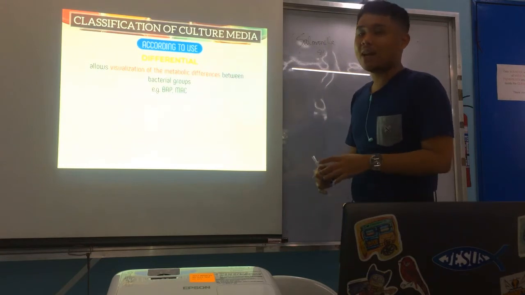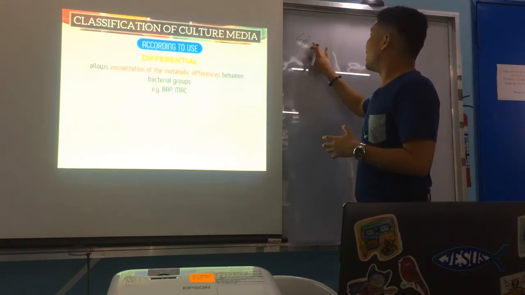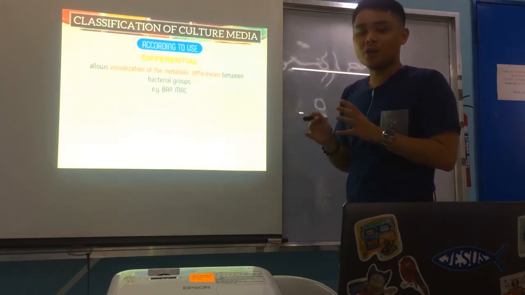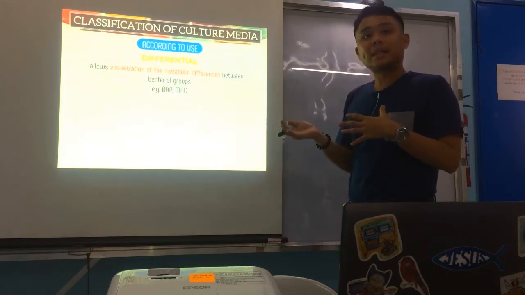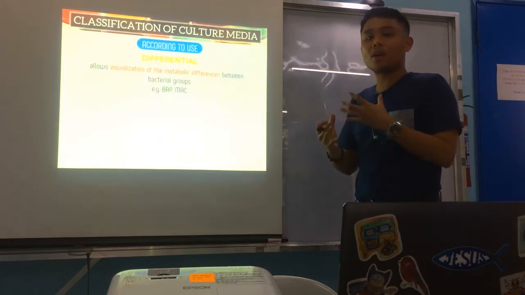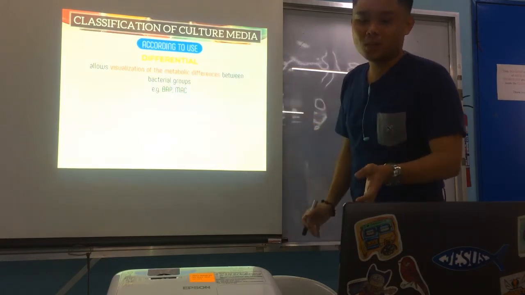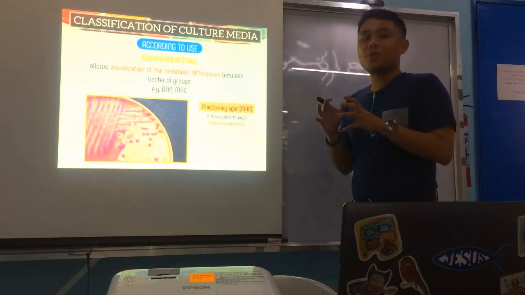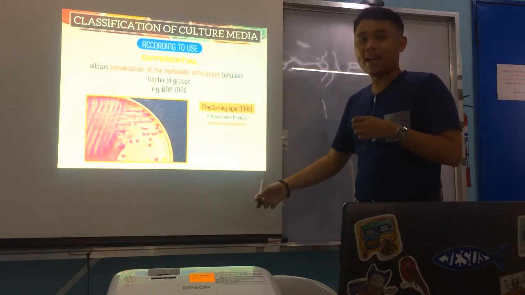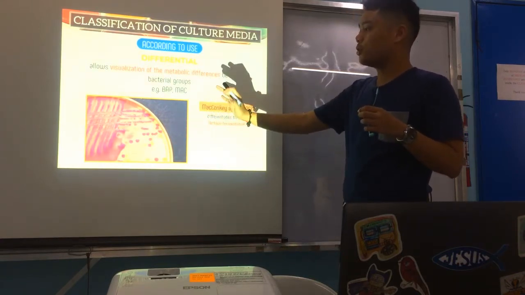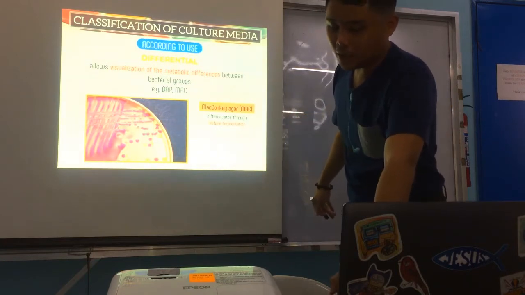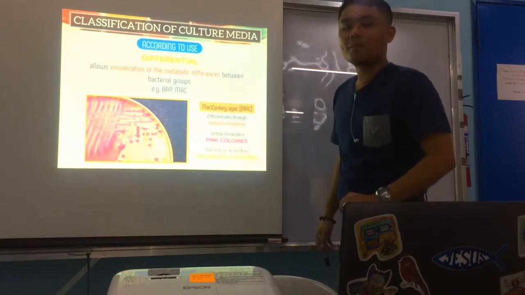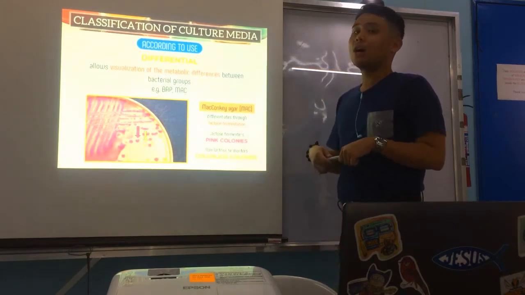Okay. Next, of course, differential. By the name itself, differential, you allow the visualization of metabolic differences. So example are BAP and MAC. So you differentiate two groups of bacteria, or two species, two genera, depending on their ability to metabolize something. So example, for MacConkey agar, which is your MAC, you differentiate bacteria through their ability to ferment lactose. If the bacteria ferments lactose, then you have pink colonies. And if these are non-lactose fermenters, then these are colorless colonies.